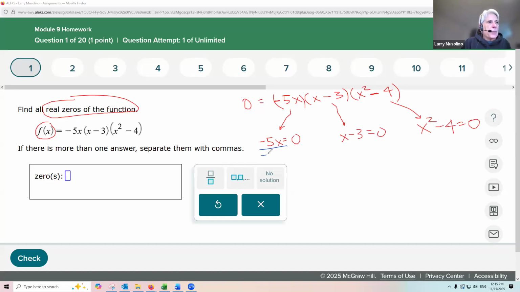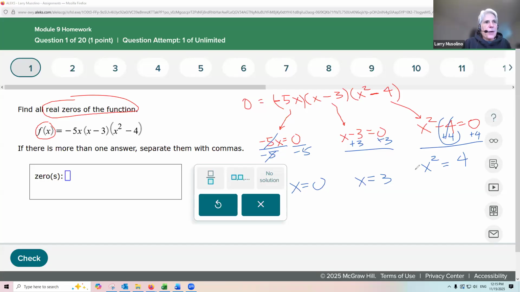Here I'll divide both sides by -5. So that would get me x equals 0. Here I'll add 3 to both sides. That would get me x equals 3. Here I'm going to add 4 to both sides to get started. That's going to get me x squared equals 4.